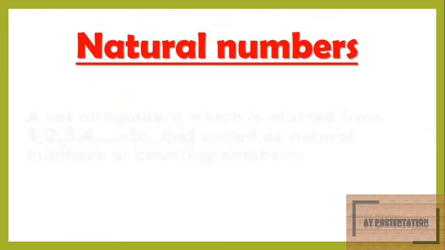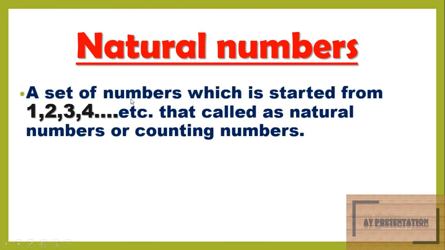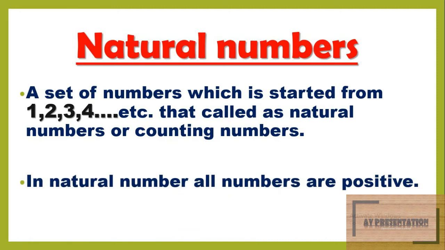Our first point is natural numbers. Natural numbers mean a set of numbers which start from 1, 2, 3, 4 infinitely. That is called natural numbers or counting numbers. Student, natural numbers we can use for counting like 1, 2, 3, 4, 5, 6, 7, etc. In natural numbers, all numbers are positive.